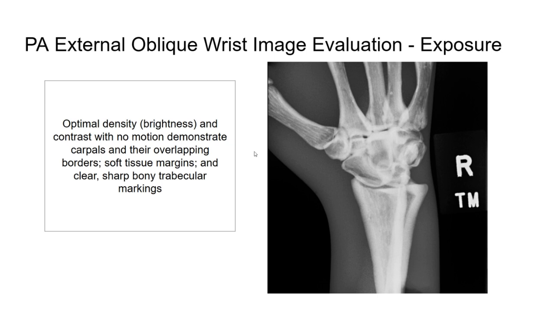In exposures, you're going to have your optimal density and your contrast. You don't want to demonstrate any motion, and that's evident by the carpals and their overlapping borders looking the way they do with those sharp bony trabecular markings. Obviously, making sure everything is nice and neat looking.